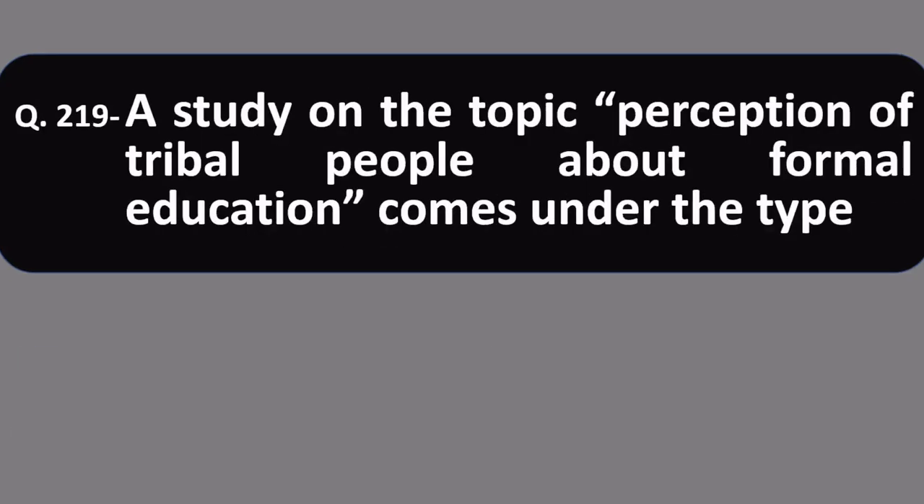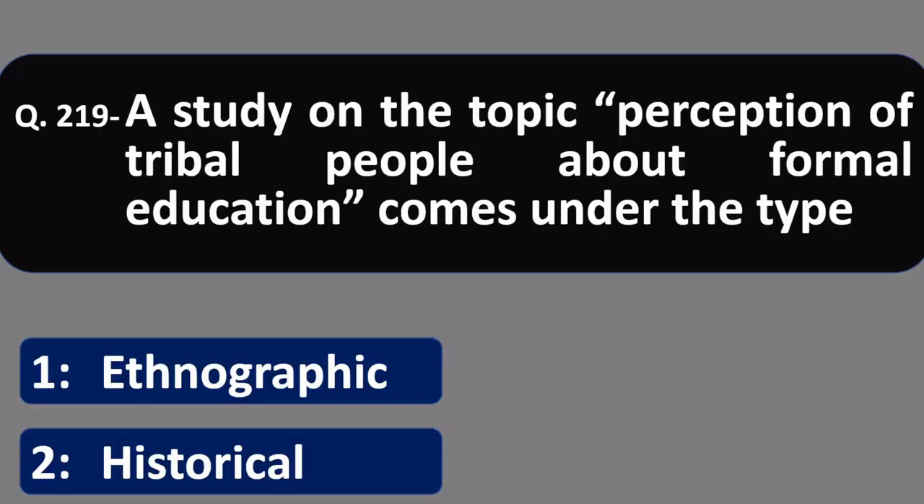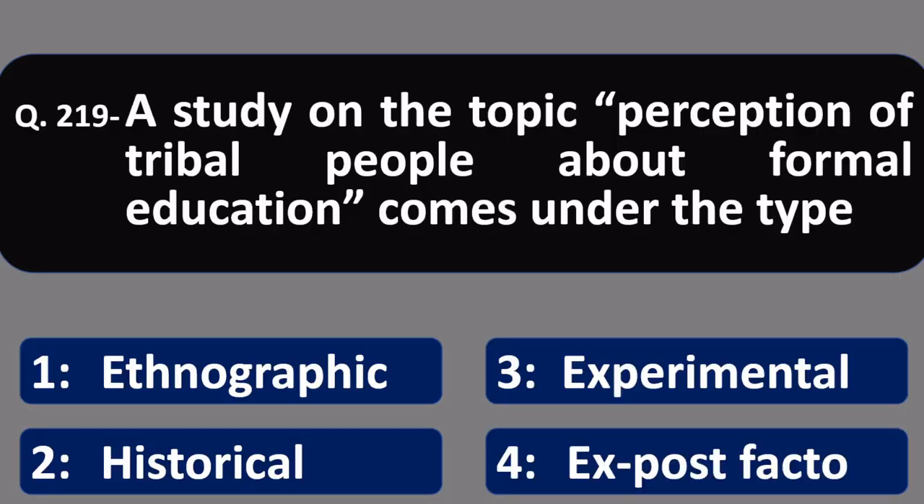219. A study on the topic perception of tribal people about formal education comes under the type: ethnographic, historical, experimental, ex post facto. Here perception is being studied of a particular group, so it is ethnographic. Option number 1 is correct, ethnographic research.